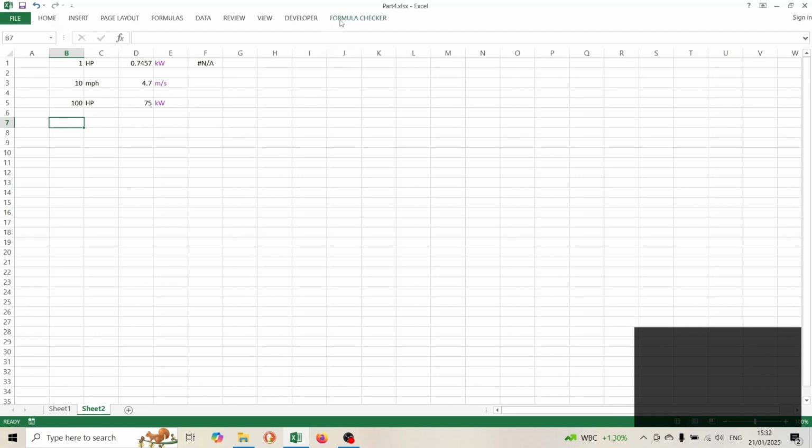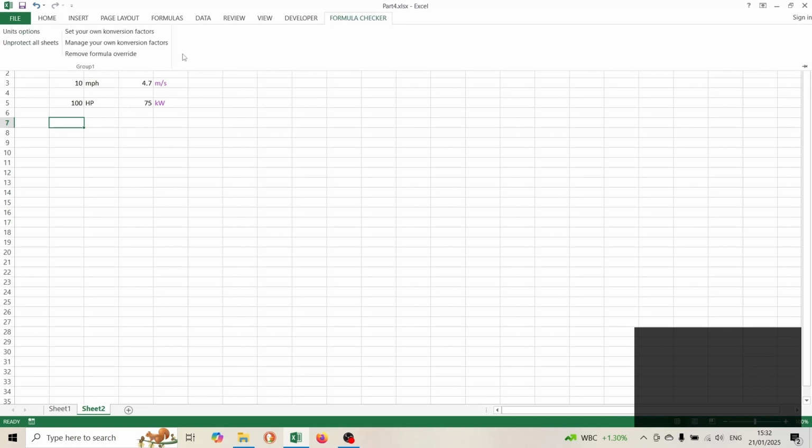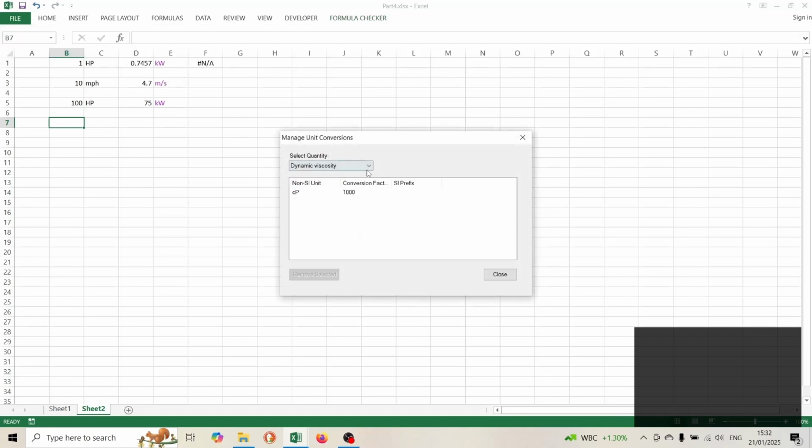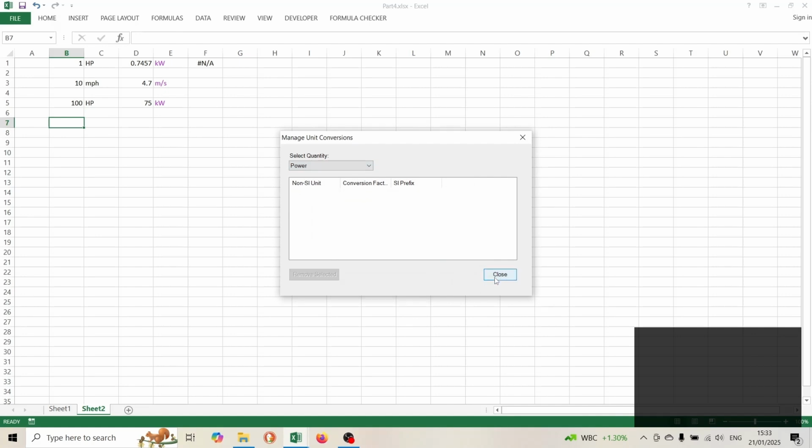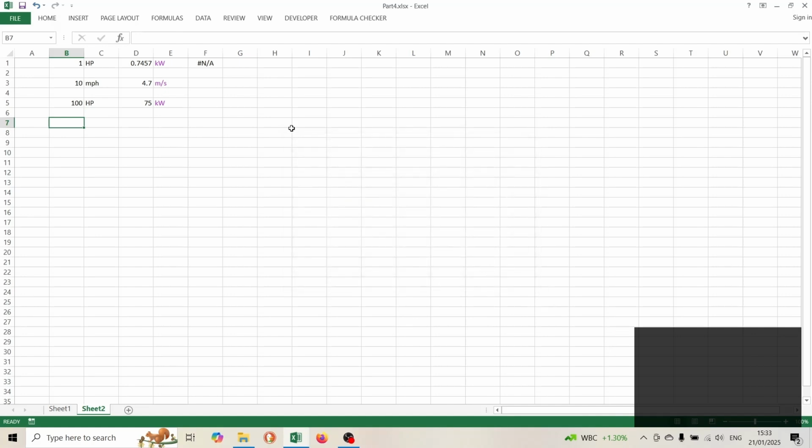User-defined conversion factors can be managed or deleted, with the Manage Your Own Conversion Factors button. So if we return to the list, look up power, we can select that and remove the selected. It asks if we want to confirm. It says that that one's been removed from our list. Next time we open the formula checker, we'll find that unit, that conversion factor, has been deleted.